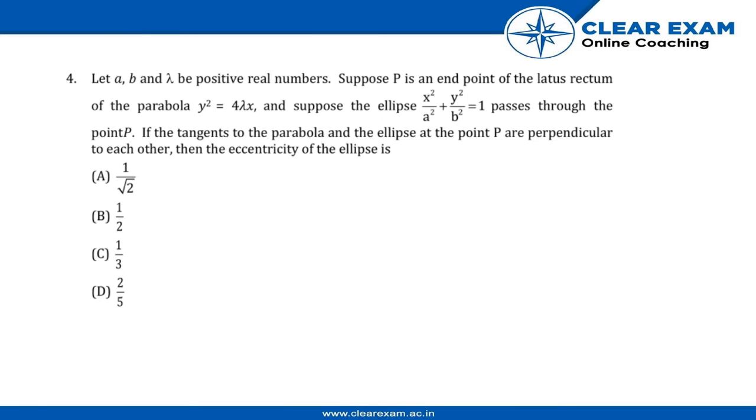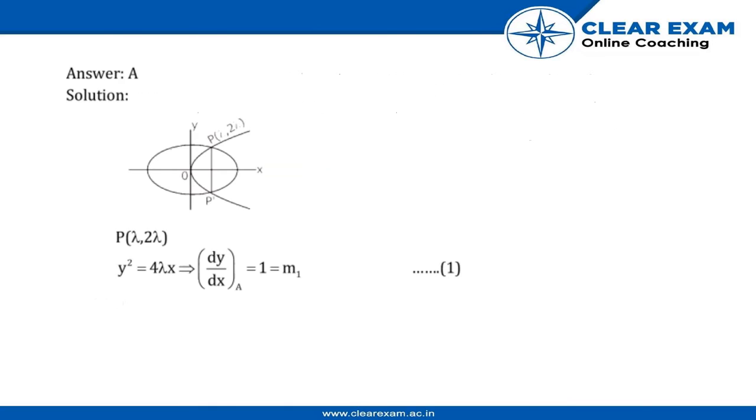Hello everyone. So the question given is: let a, b and lambda be positive real numbers. Suppose P is an end point of the latus rectum of the parabola y squared equals 4 lambda x, and suppose the ellipse x squared upon a squared plus y squared upon b squared equals 1 passes through the point P. If the tangents to the parabola and the ellipse are... Now the answer is option A.